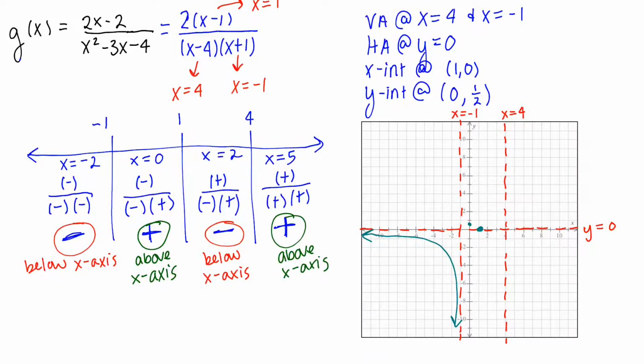For this portion between -1 and 1, it says it's above the x-axis. So the choice you're making is whether it comes up from this way or from this way. The only options here are that it comes from one of these ends. It has to hug the vertical asymptote either here or here. Since it says above the x-axis, this part right here wouldn't make sense. So it has to come from up here, and then it goes down and it has to touch every point.